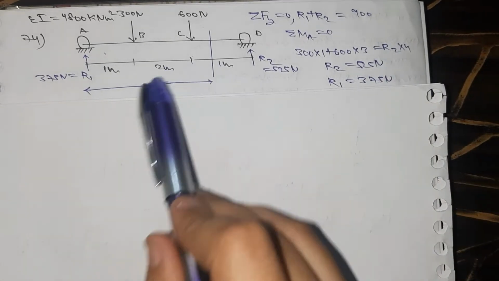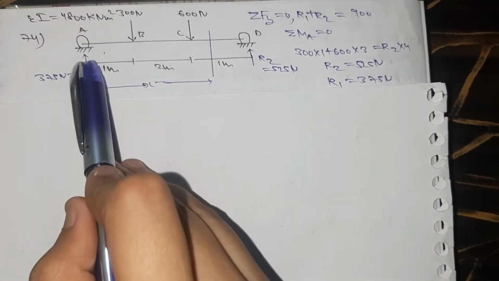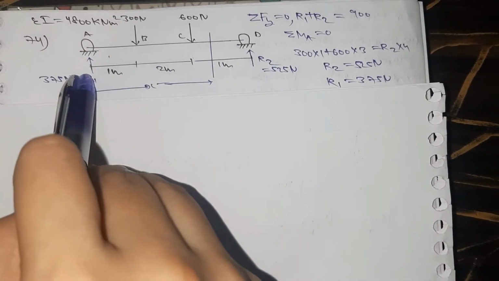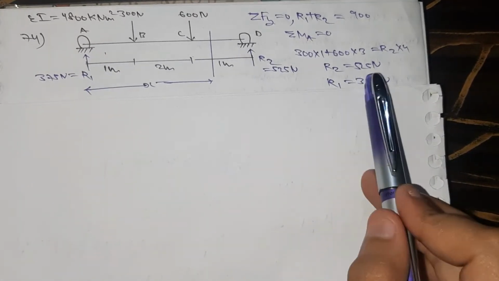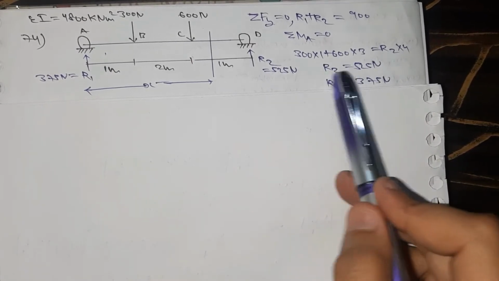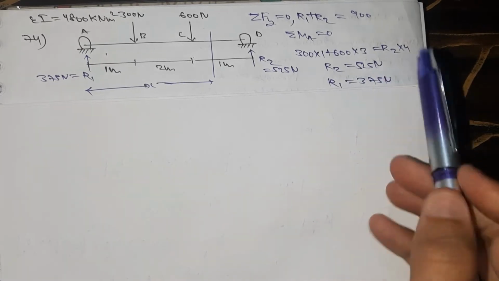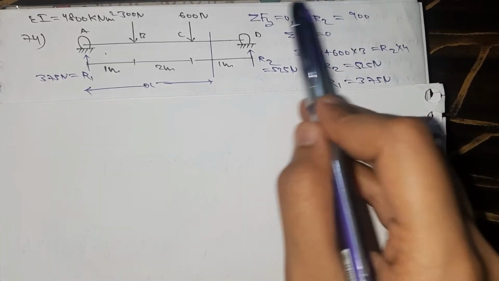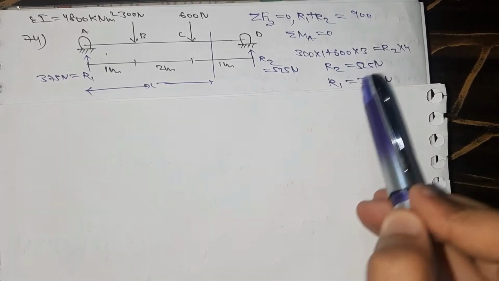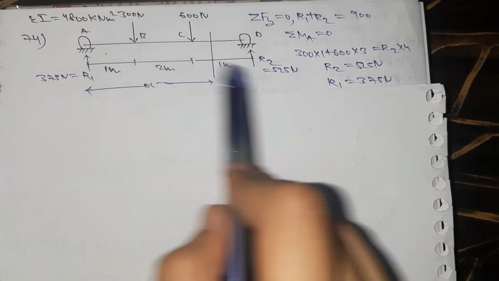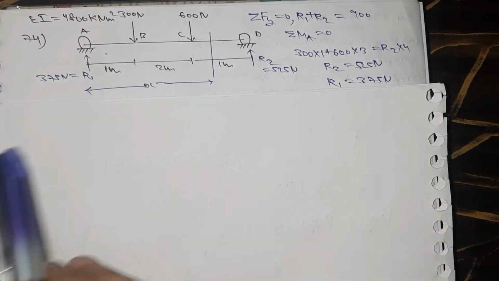R2 into 4. Why 4? Because R2 is acting at a distance of 4 from the left support. In this manner you will be able to calculate the value of R2, that is 525 Newton, and once you get the value of R2 you can put it in the first equation. From there you will get R1 as well, that is 375 Newton. So I have written down all the values of the reactions.